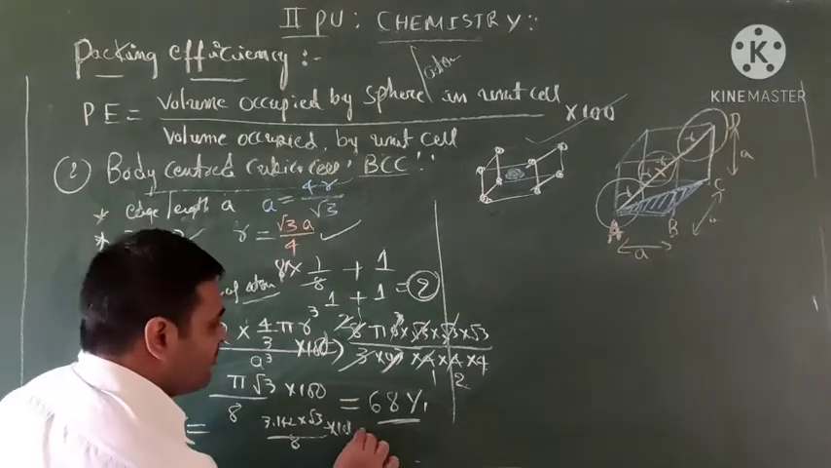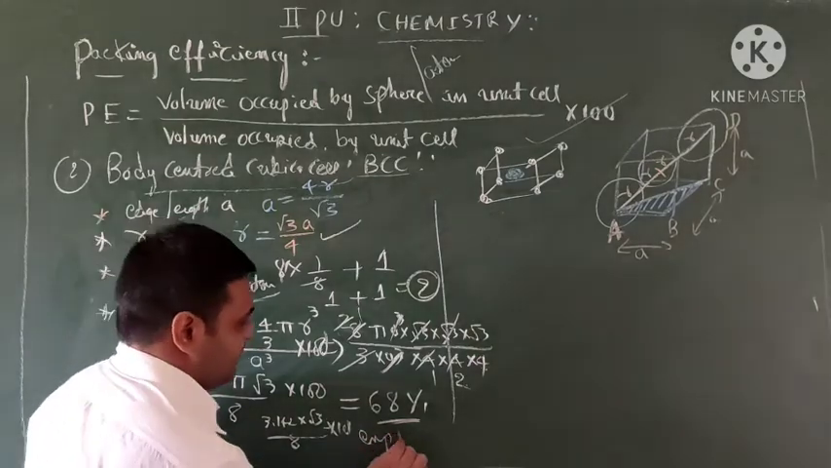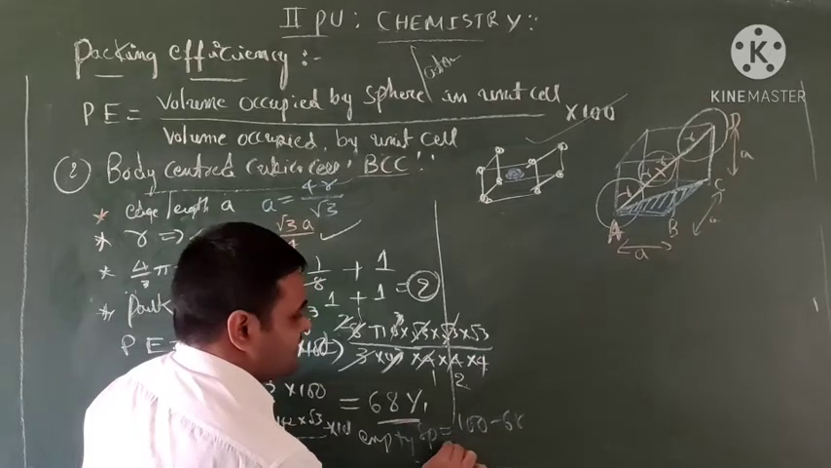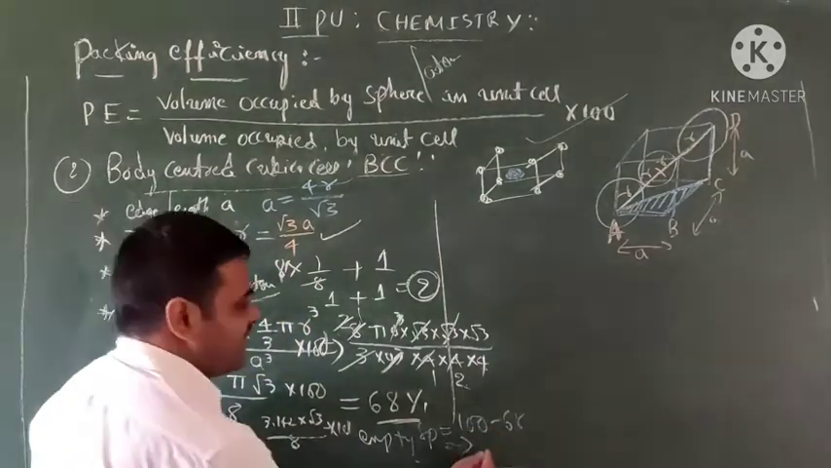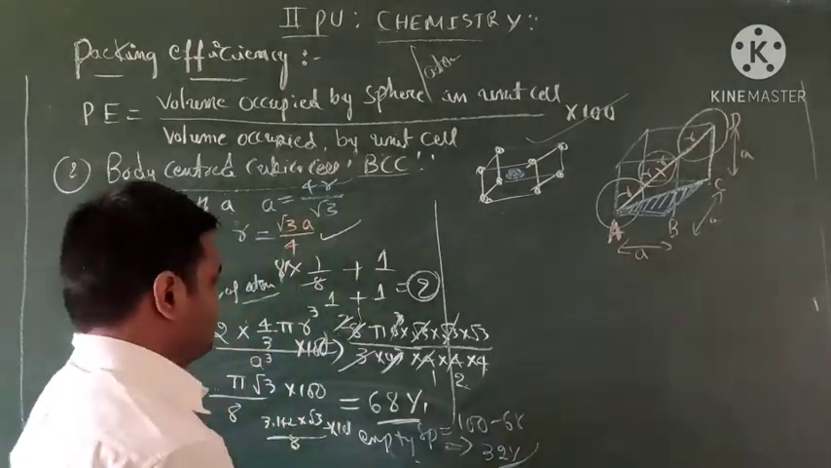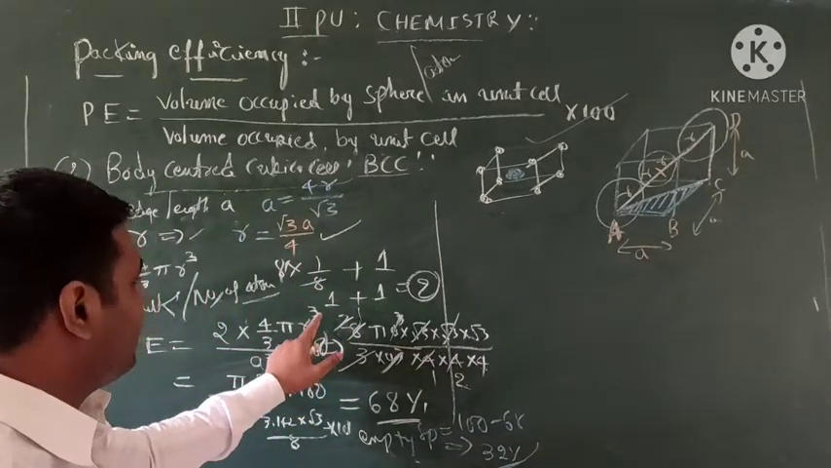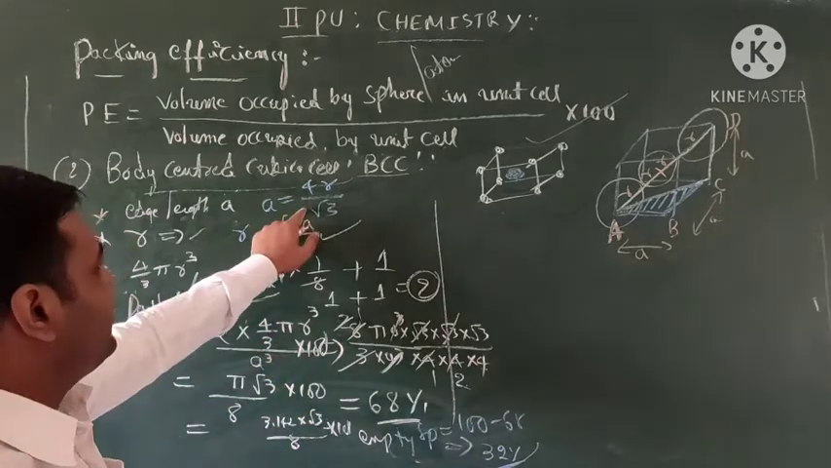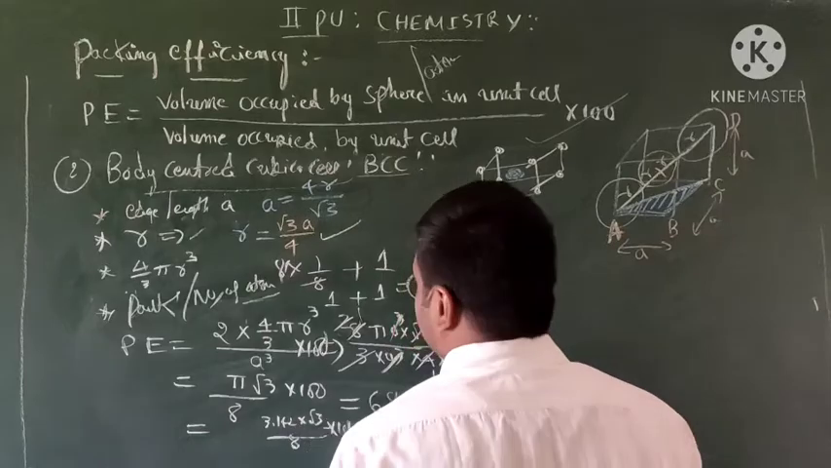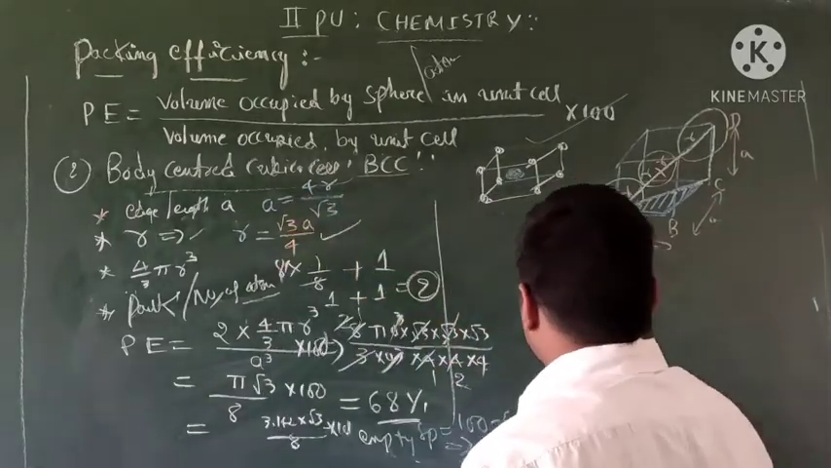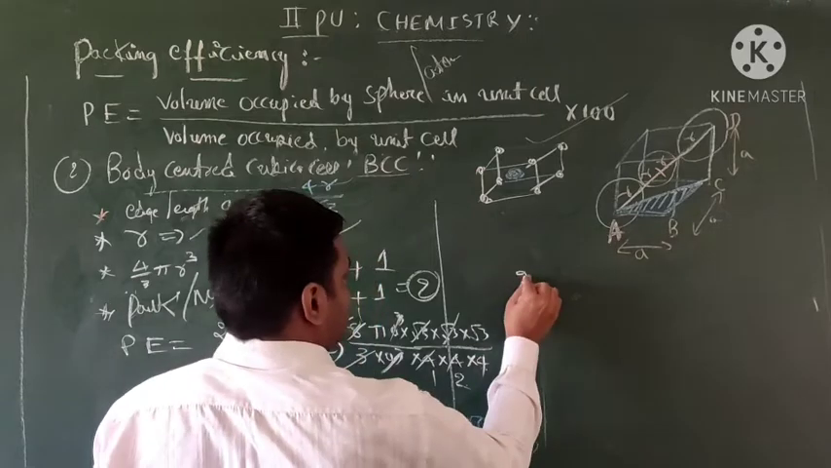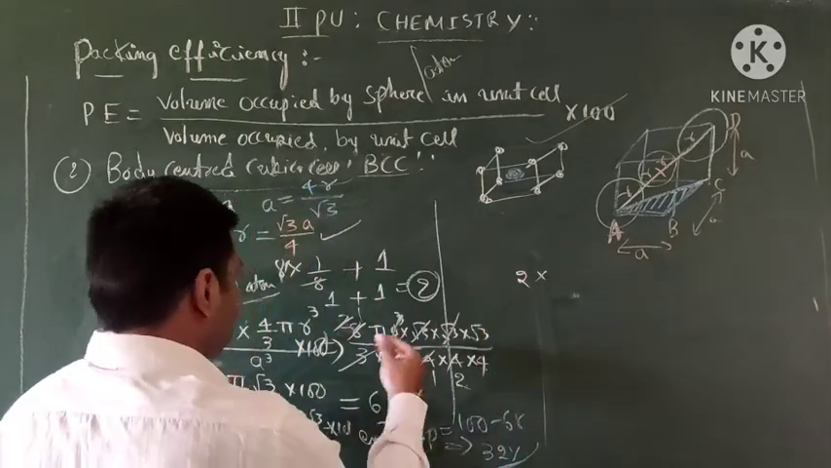So how much is the empty space? Empty space is 100 minus 68, which is 32%. That is the empty space. You can solve either by taking the R value or by taking the value of A. Either way, you choose any way to get it solved.